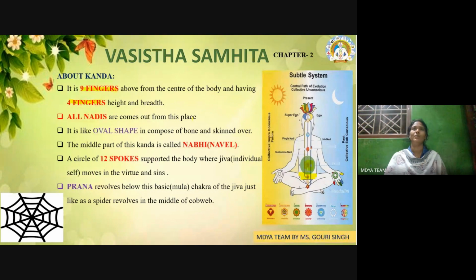Whatever 72,000 nadis are present in the body, all the nadis come out from this particular location, and it is like an oval shape. In which shape is it present? It is like an oval shape composed of bone and covered by skin. There is bone present and it is covered by skin, so it looks like an oval shape. But what exactly Vasishtha is telling here is that the middle part of this kanda is called the navi.